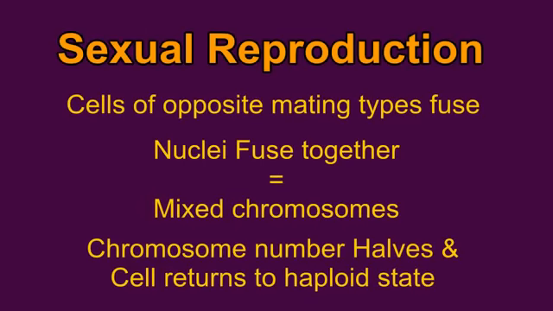Fungi also produce spores by a sexual process. Cells of two opposite mating types come together and fuse. A fusion of the nuclei follows, resulting in a mixing of chromosomes and a temporary diploid condition occurs. Eventually, the chromosome number is halved and the cell returns to its haploid state.